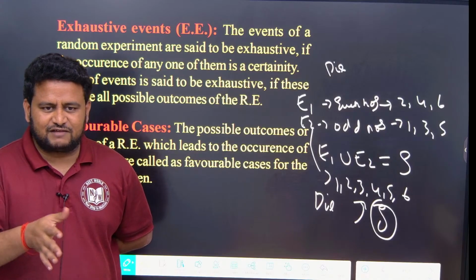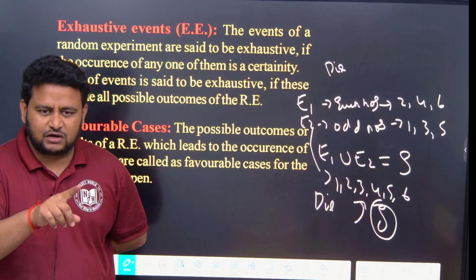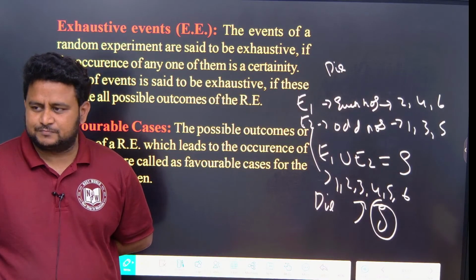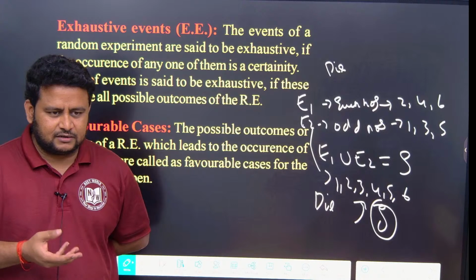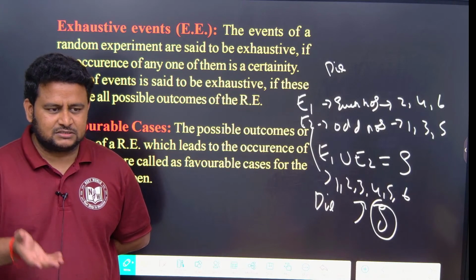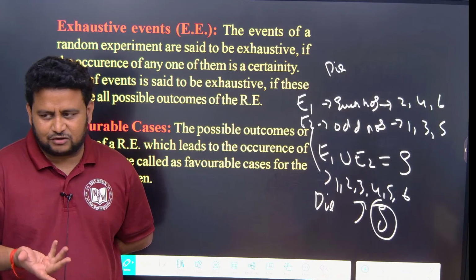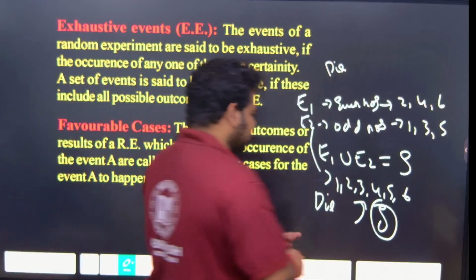How many ways can I get 5? Out of 6, 5 means 1 out of 6. That which I want is called the favorable case. What I need in a probability is known as the favorable case. The favorable case will always come in the numerator and the sample space will always come in the denominator. This is about the favorable case.